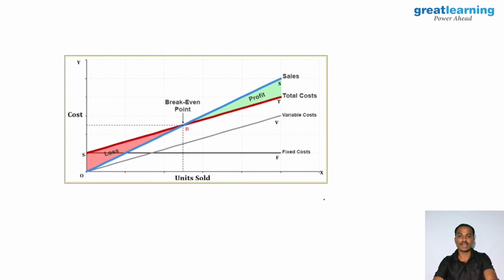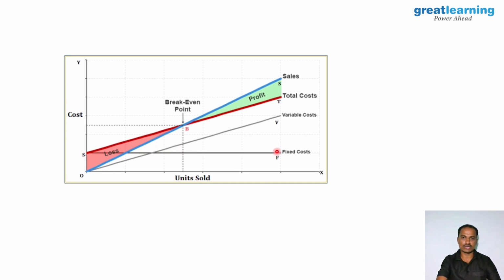So this is a very important diagram. You need to understand this diagram, because this is how the break-even point is calculated. This is the OX axis, this is the OY axis. The OX axis exhibits the units sold during a period, and OY represents cost, the cost incurred by the business. Yes, this is the fixed cost.